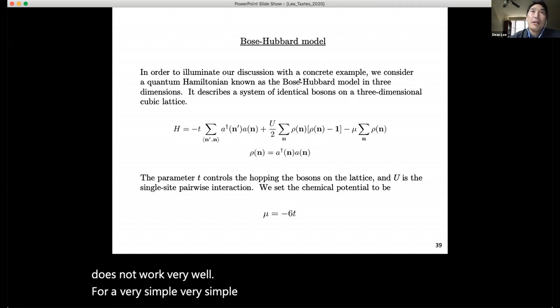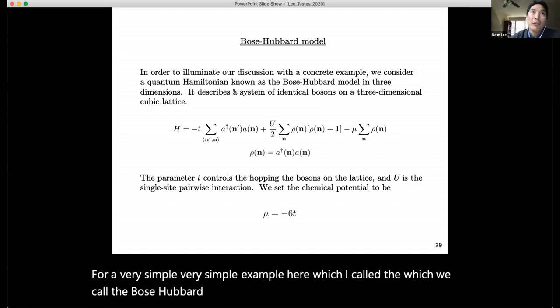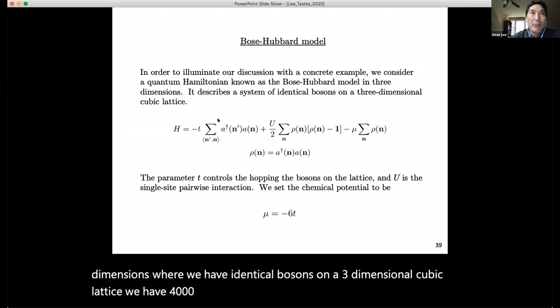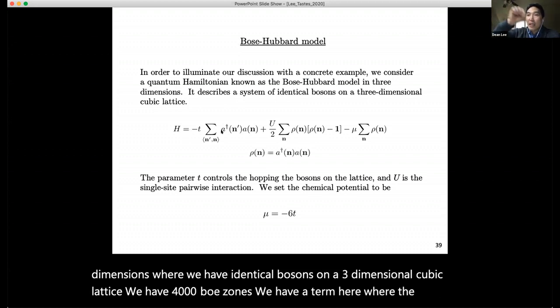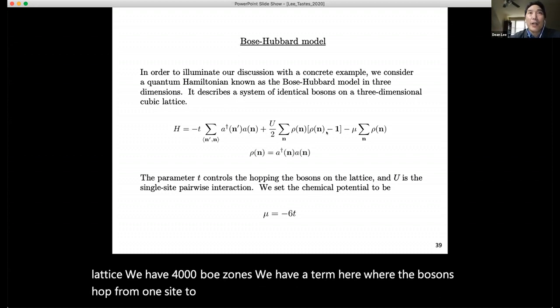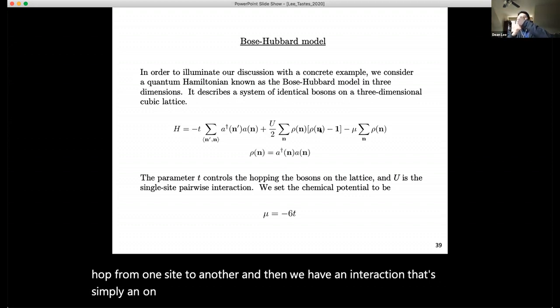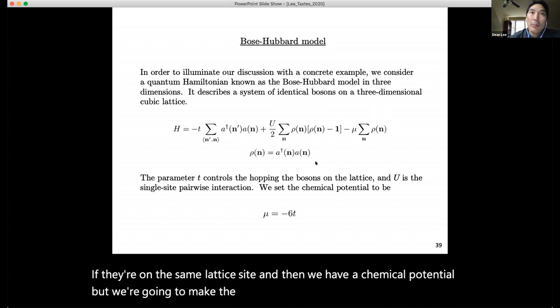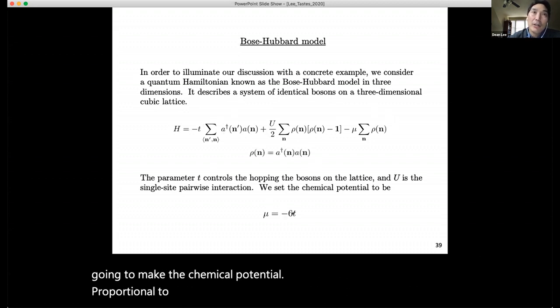here, which we call the Bose-Hubbard model. So this is the Bose-Hubbard model in 3 dimensions, where we have identical bosons on a 3-dimensional cubic lattice. We have 4 bosons. We have a term here where the bosons hop from one site to another, and then we have an interaction that's simply an on-site interaction between pairs of bosons if they're on the same lattice site. And then we have a chemical potential, but we're going to make the chemical potential proportional to this hopping term T. So mu is equal to -6T.